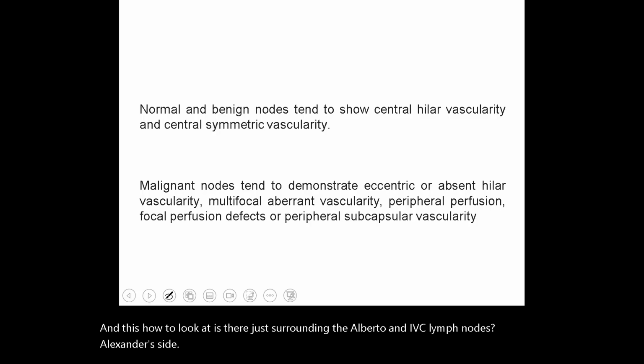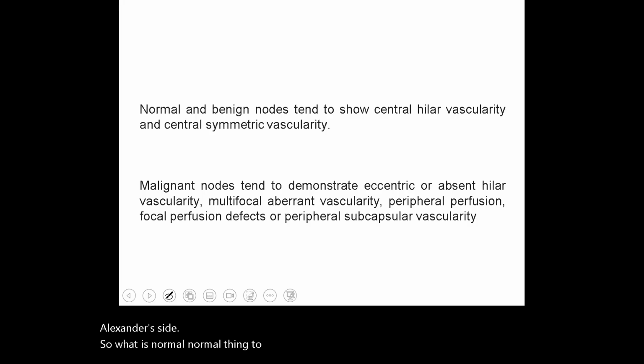So what's normal? Normal tends to show central hilar vascularity, and malignant will be disfigured and eccentric.